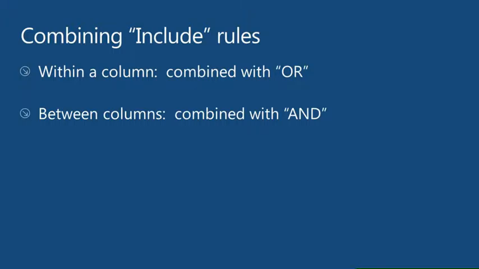Process Monitor captures a lot of information, and one of the first things you have to do is filter down the information to just the stuff you're interested in. And so understanding filtering is critical. One thing that's commonly misunderstood is, when you apply a bunch of different rules, how are they prioritized and combined? Within a column, within an attribute, they're ORed together, and between columns, they're combined with AND.